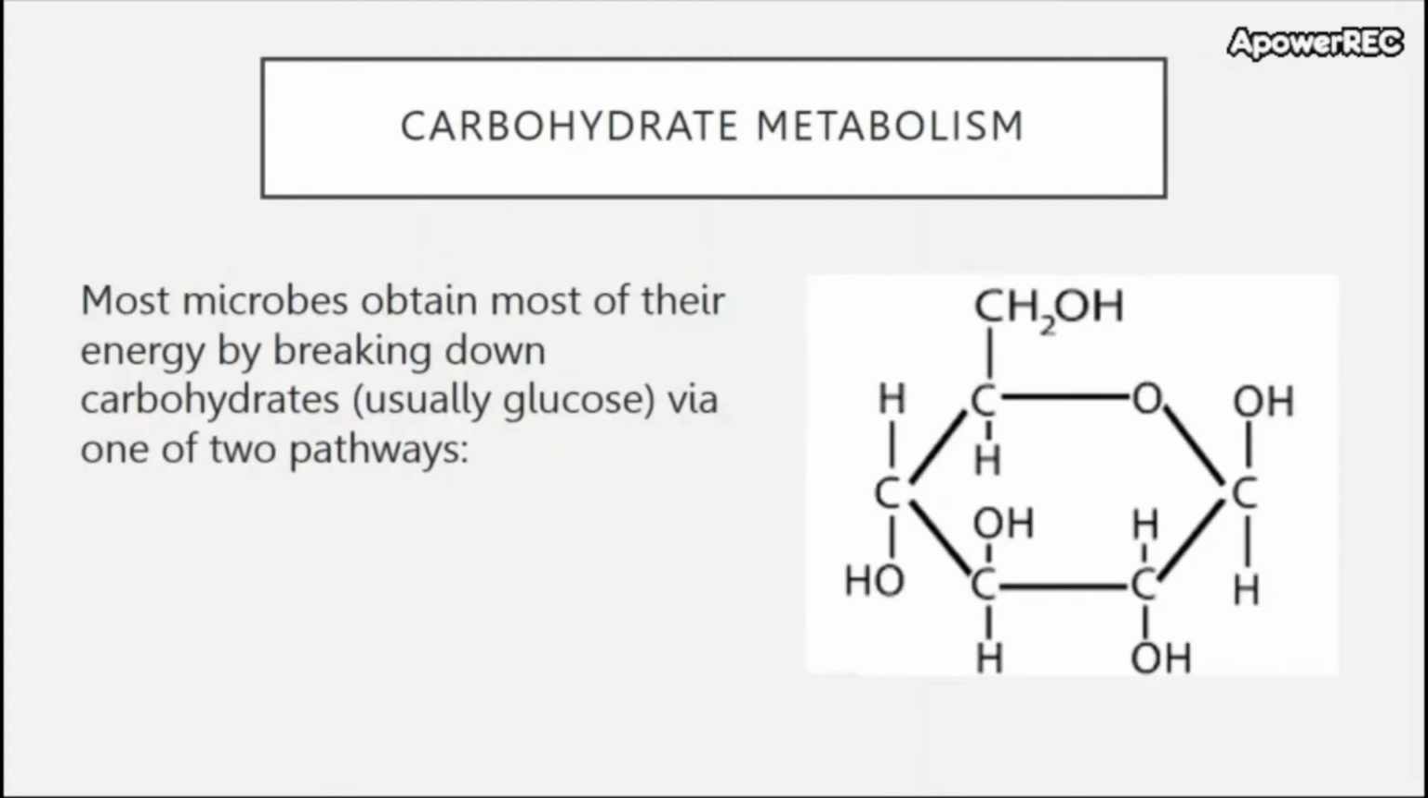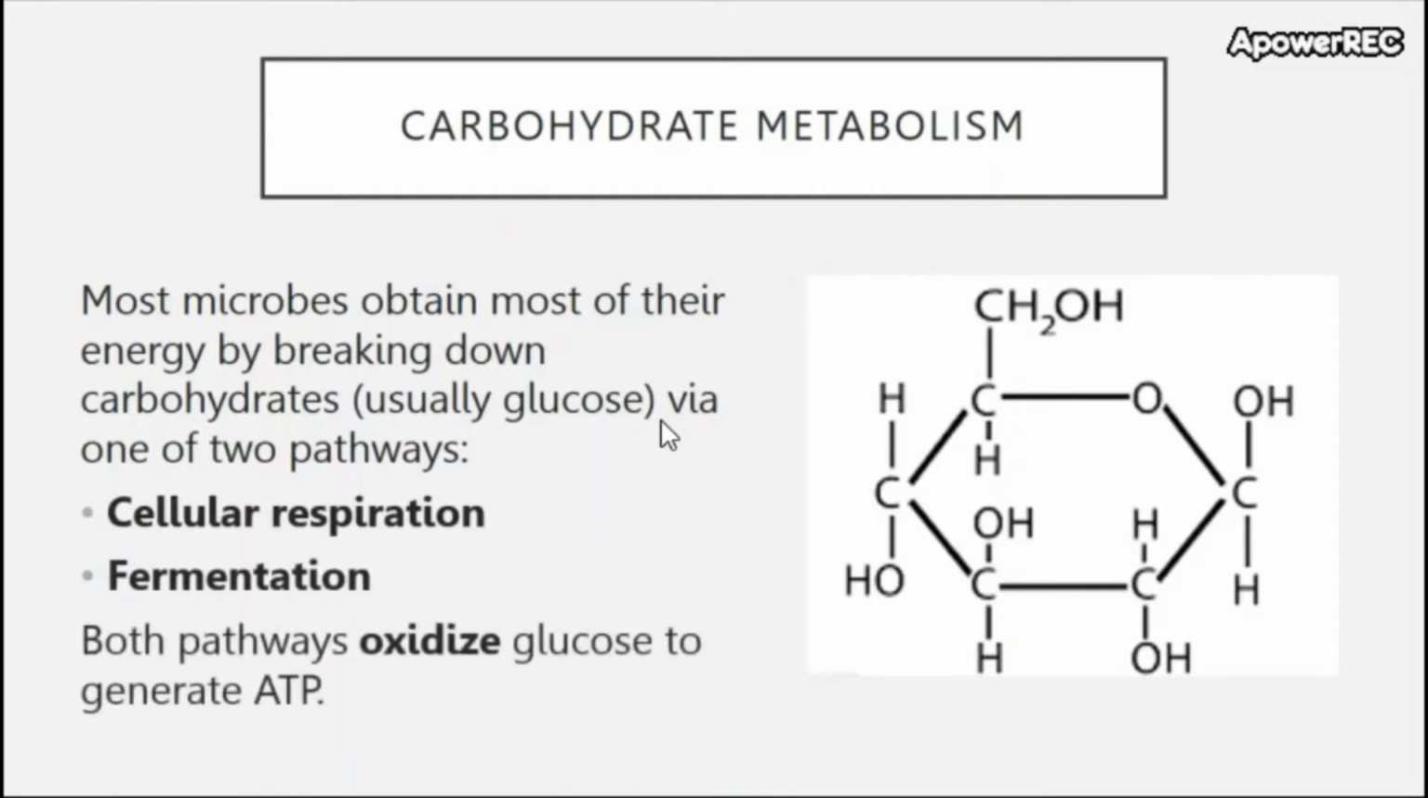With microbes on Earth, one of the most preferred molecules for storing energy are carbohydrates. So most microbes obtain most of their energy by breaking down carbohydrates, and this is usually glucose. And this occurs via one of two pathways. It can occur through cellular respiration, as it does with us humans and all animals, typically, and can also occur through fermentation. The end goal, though, is to oxidize glucose to generate ATP.